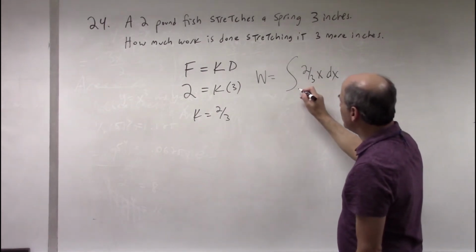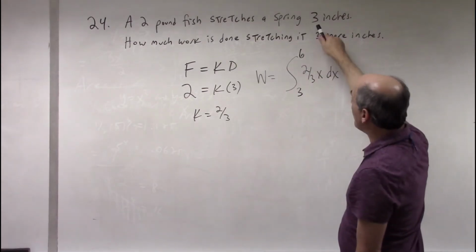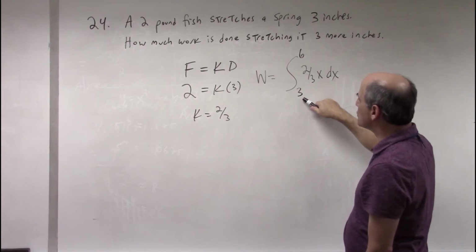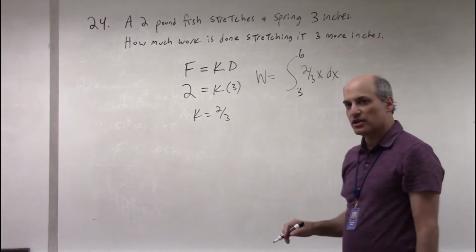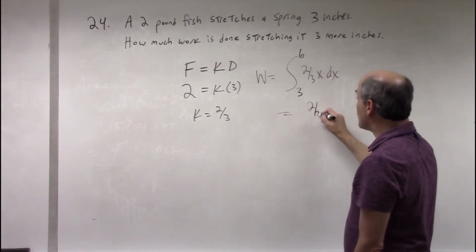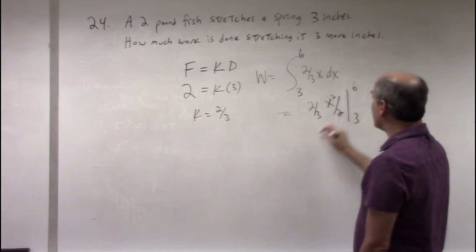So we must want to integrate from 3 to 6. That is, we've already stretched the spring 3 inches. How much work is done stretching it 3 more inches? Then, well, this is an easy integral. It's just 2/3 times x squared over 2 from 3 to 6.